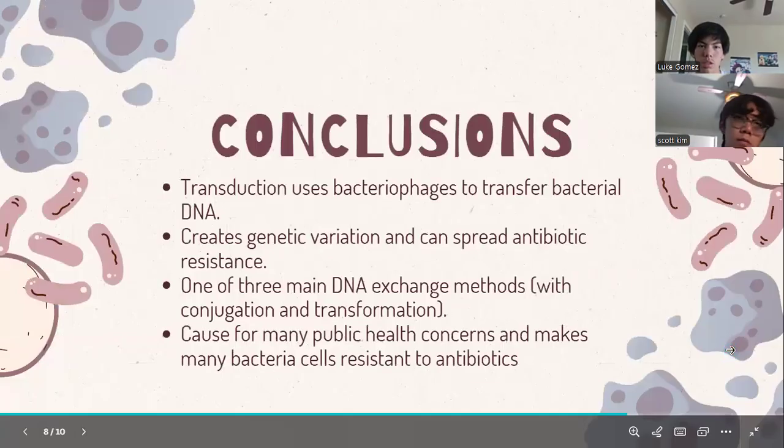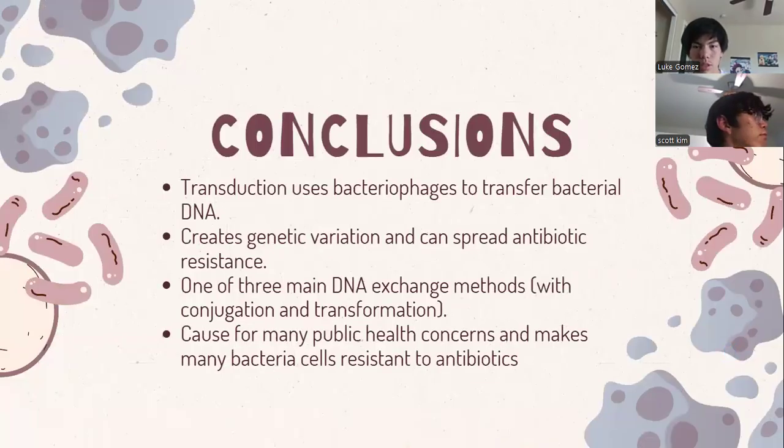In conclusion, transduction uses bacteriophages to transfer bacterial DNA. It creates genetic variation and can spread antibiotic resistance. It's one of the three main DNA exchange methods, with conjugation and transformation being the other two, and it's a cause for many public health concerns and makes many bacterial cells resistant to antibiotics.